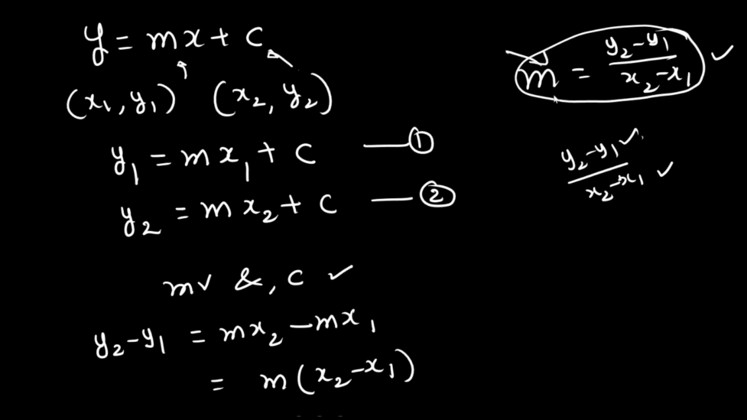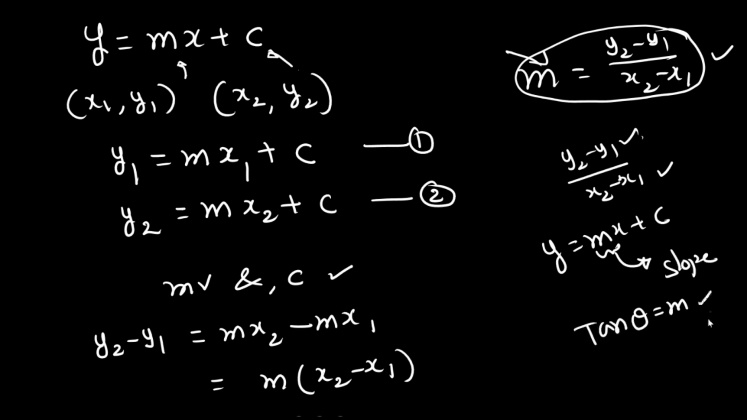So if you write the line equation in the form of y is equal to mx plus c, directly we can take m as the slope of the line. And if you equate tan theta equal to m, then you will get the angle of the line. This is the reason we are calling m the slope of the line. So when you equate tan theta equal to m, you will get the angle of the line.